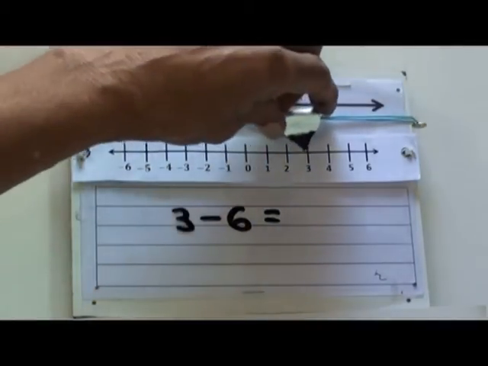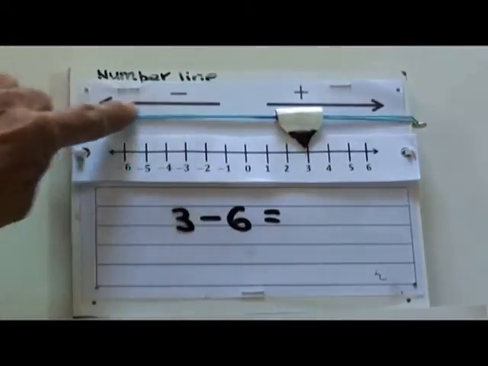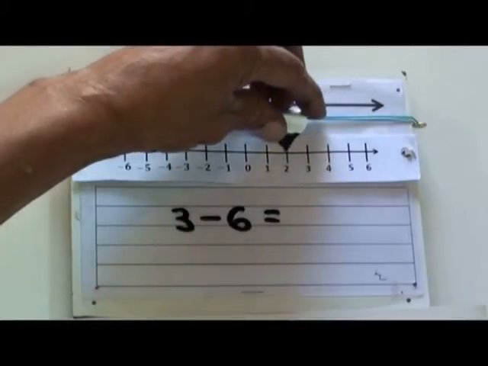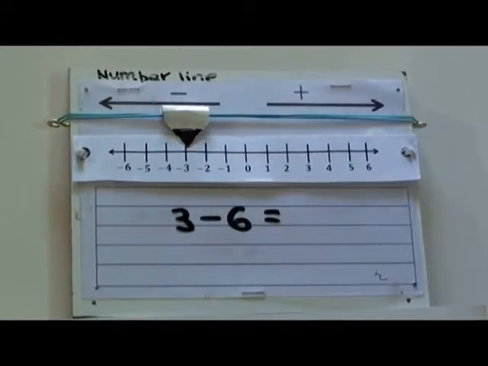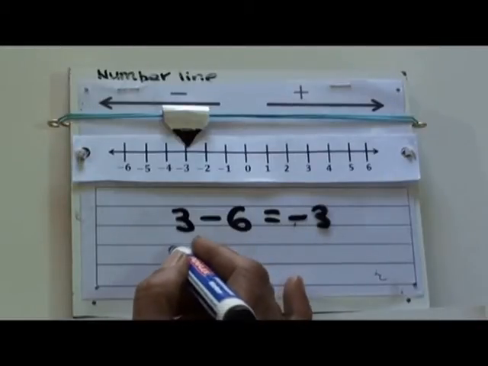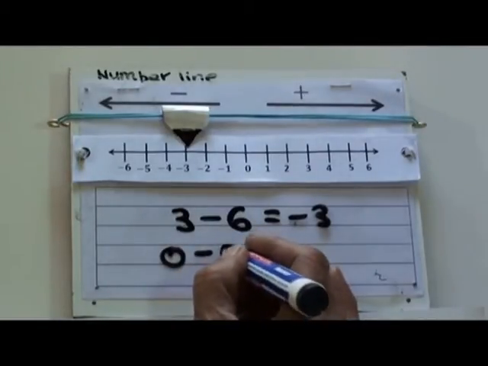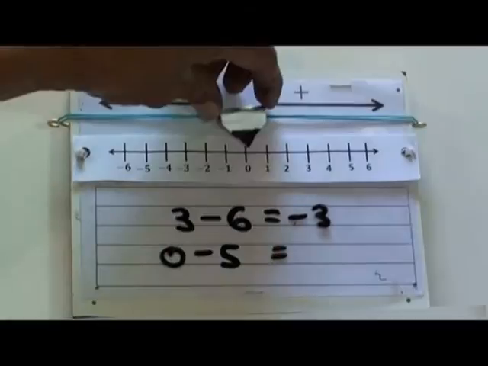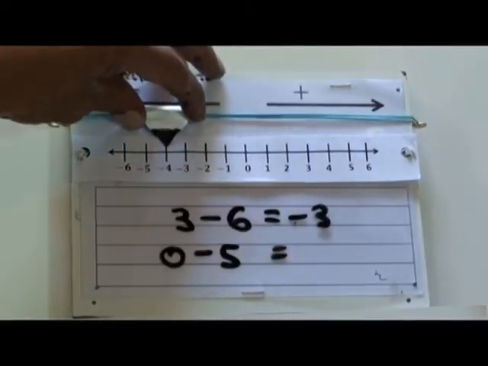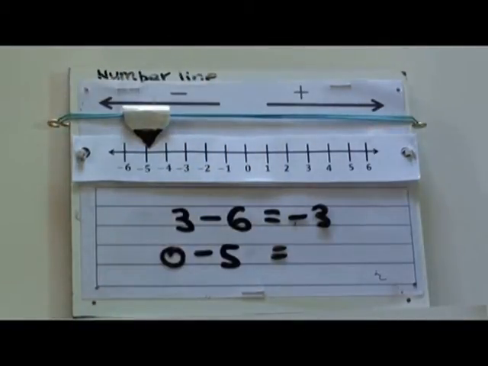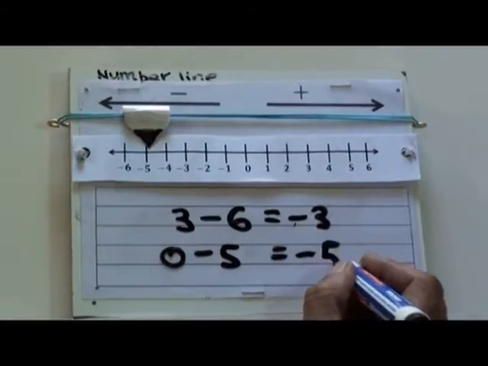So we can do 3 minus 6. Minus, we move to the left side. So it's 1, 2, 3, 4, 5, 6. 6 minus 3 is minus 3. So we can use this to enhance your ability to subtract and add negative integers. Let us do another one. 0 minus 5 is equal to, get it on 0, minus 5, we move left, 1, 2, 3, 4, 5. 0 minus 5 is equal to minus 5.